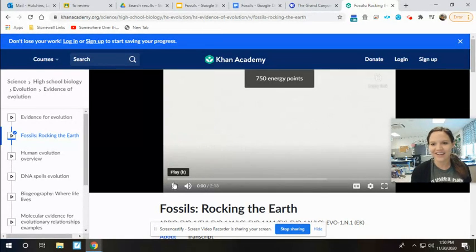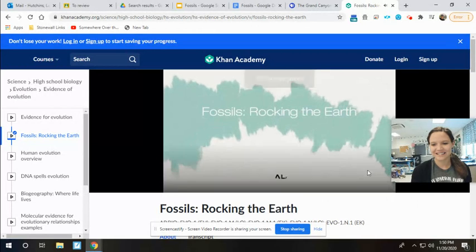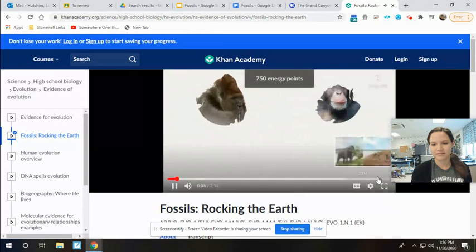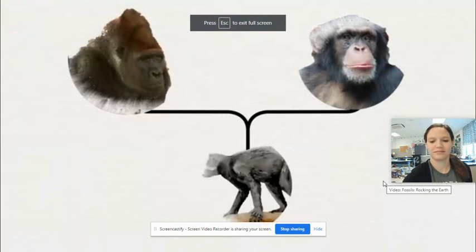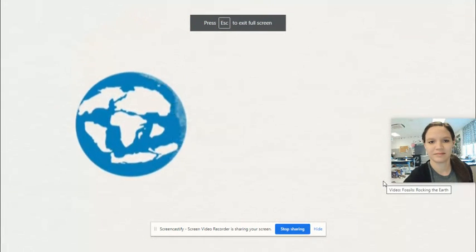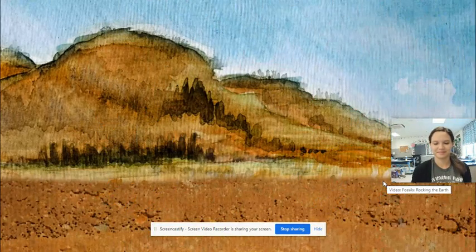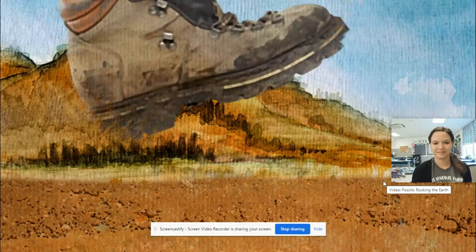Fossils rocking the earth. How do we know that two species are related if their common ancestor is no longer alive? How do we know what happened on Earth before humans showed up? Sometimes the answers to questions like these are right beneath our feet.